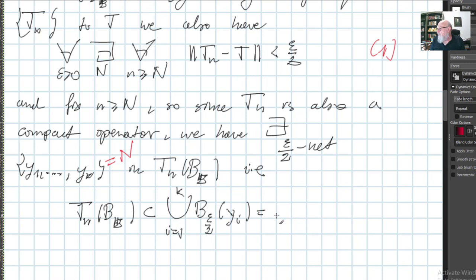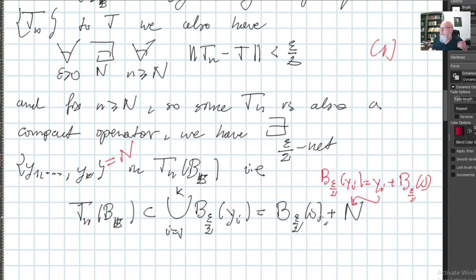This will be nothing else than B(ε/2, 0) plus the set N, that's clear, because any ball, so write it down, the ball of radius ε/2 around y_i can be written as y_i plus B(ε/2, 0). So all this goes here, and we have this union. So this is my relation number 2.